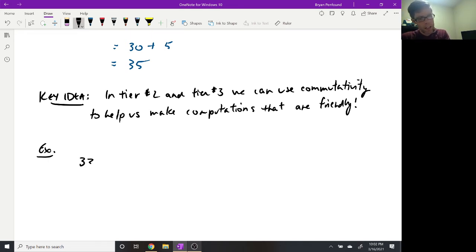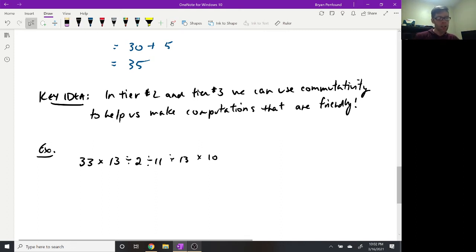So let's look at a nice string of multiplication and division. Let's say I want to give this to my students: 33 times 13 divided by 2 divided by 11 divided by 13 times 10. Okay, so take a moment to think about how we might try to group some of these things together to make them a little bit friendlier to work with.